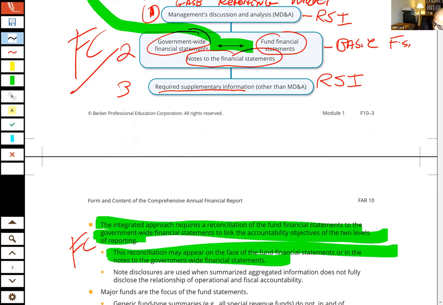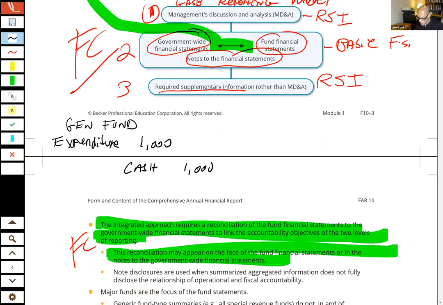So let's say I have a government that purchases a police car for $1,000, okay? Now, if I'm accounting for this in, say, the general fund, what journal entry should I make for the purchase of $1,000? Of course, you can't buy a police car for $1,000, but just humor me. $1,000 for a piece of equipment, whatever. I'm going to pay cash for it out of the general fund. What journal entry should I make? Expenditure. Good. Debit expenditure for $1,000 and credit cash, right? For $1,000. Okay, good.